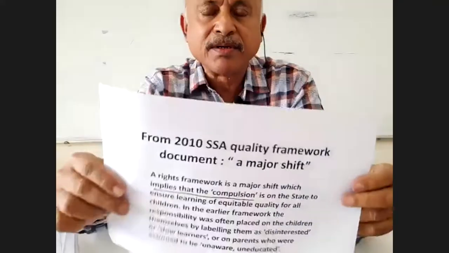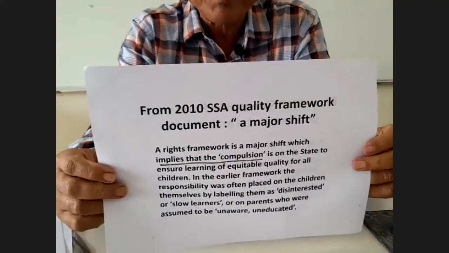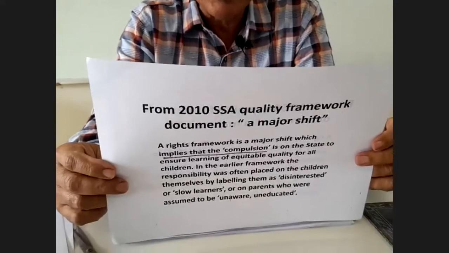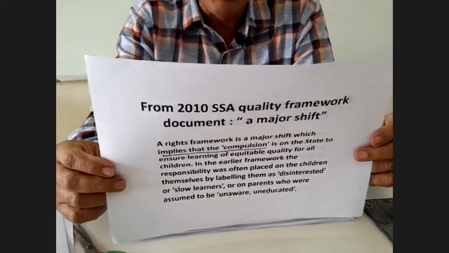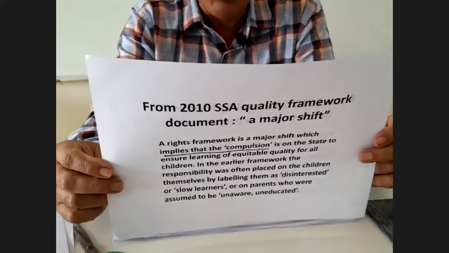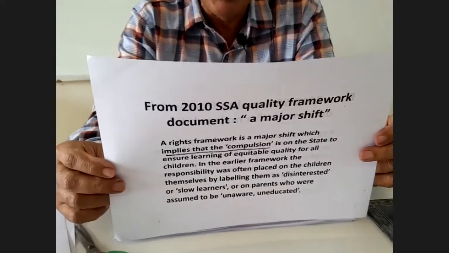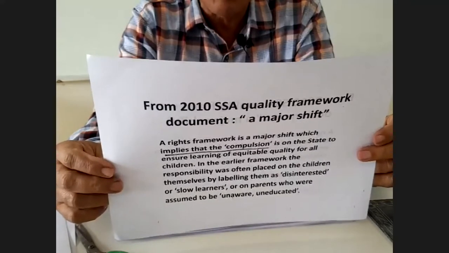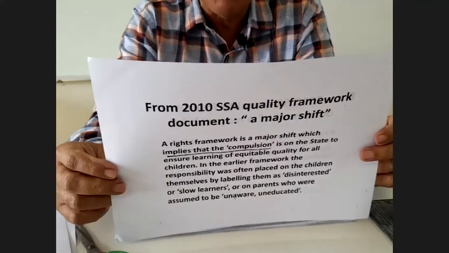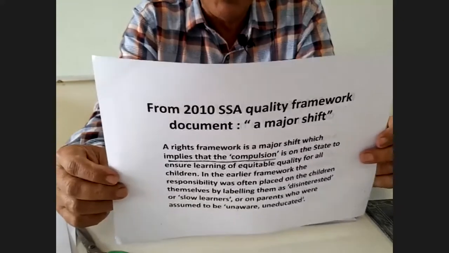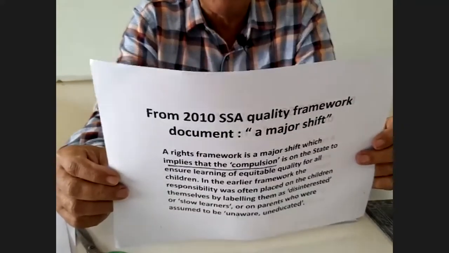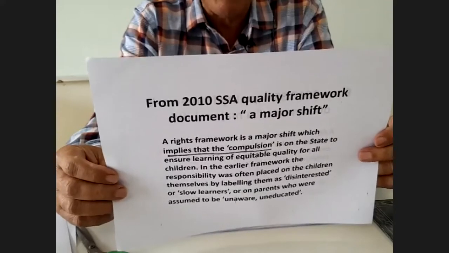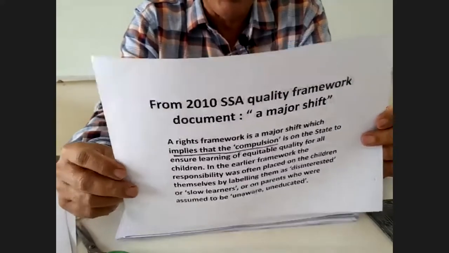This is what a government document described as RTE. It says education as a right is a major shift. A rights framework is a major shift, which implies that the compulsion in free and compulsory education of RTE, that compulsion is on the state to ensure learning of equitable quality for all children. In the earlier framework, the responsibility was often placed on the children themselves by labeling them as disinterested or slow learners, or on parents who were assumed to be unaware, uneducated.